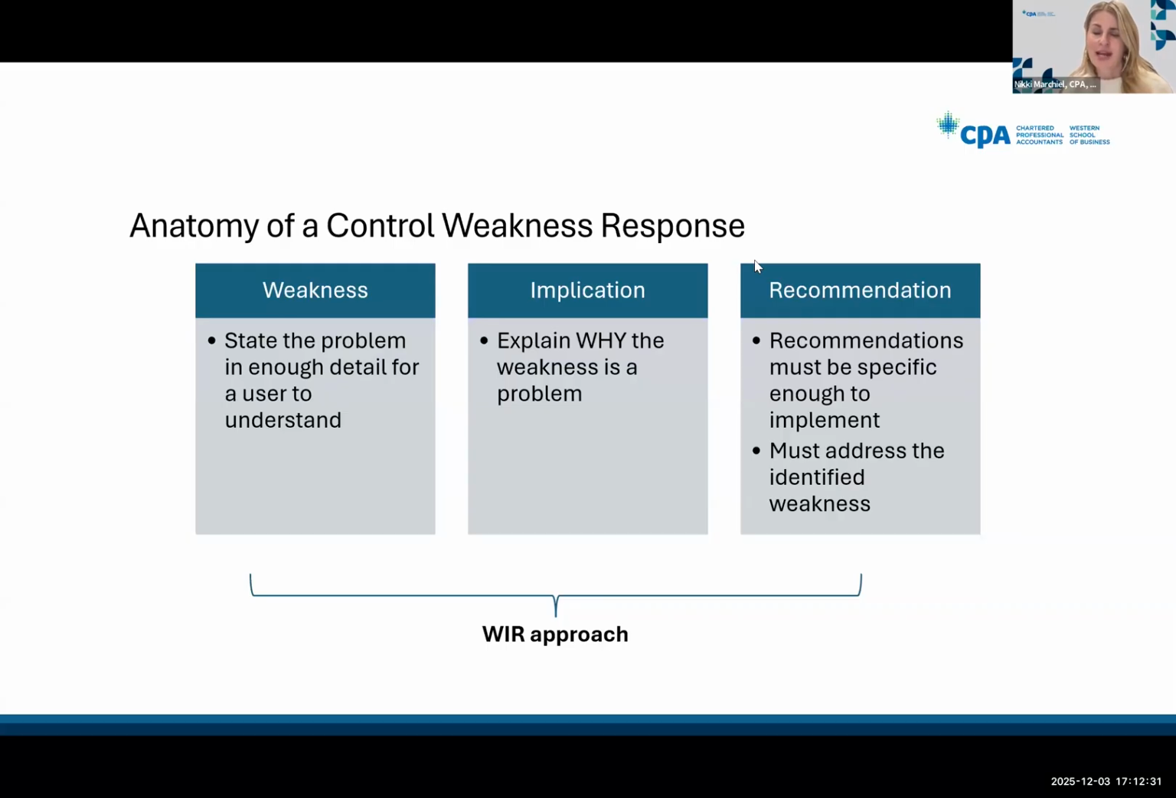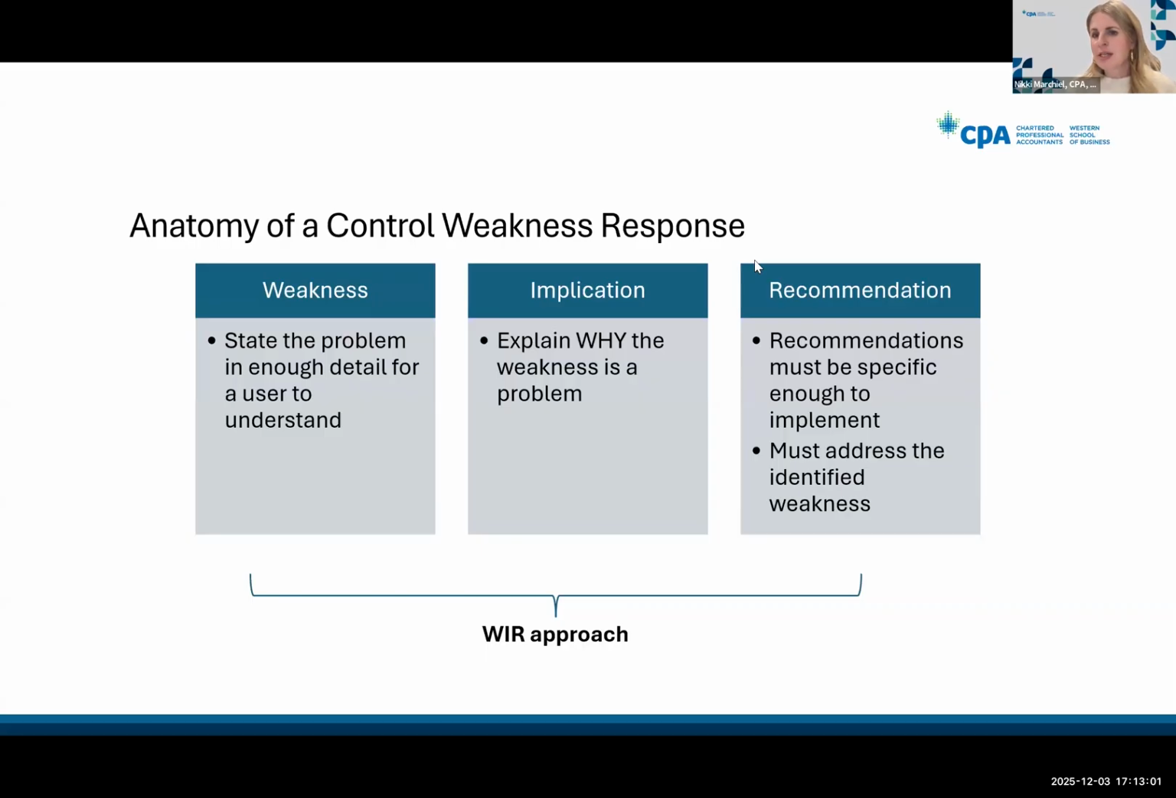Often, the hardest part for candidates is the middle part, the implication. And that's because often you see a problem in a case and then you immediately think, I know how to fix that. And you want to jump to the recommendation. But you need to explain why it is a problem. This sells your user on your recommendation and informs them that there is a problem and all of the bad things that could happen if they don't fix it.